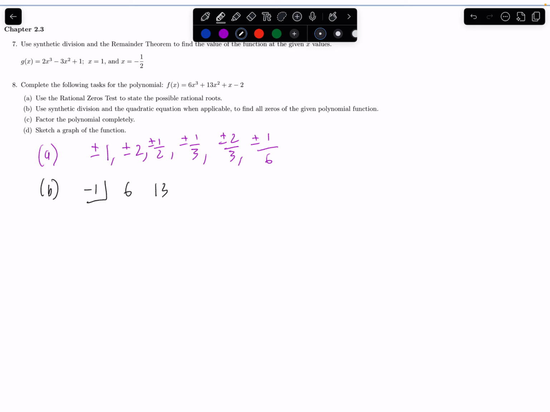So this is just running my synthetic division, checking -1. 6 comes down, -6, that's 7, times -1 is -7, plus 1 is -6, times -1 is +6, which gives me 4, so this did not work. Yeah, -1 is not a root. Okay, what about 2? Let's check 2.